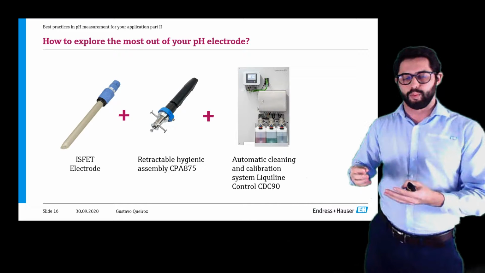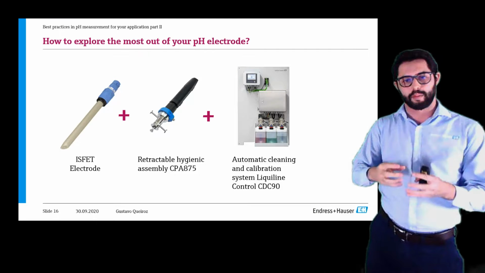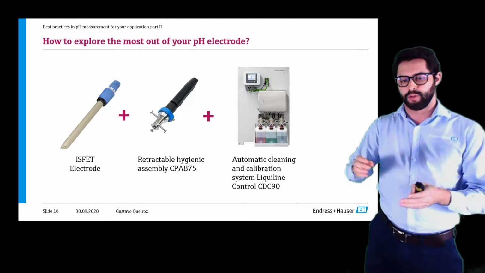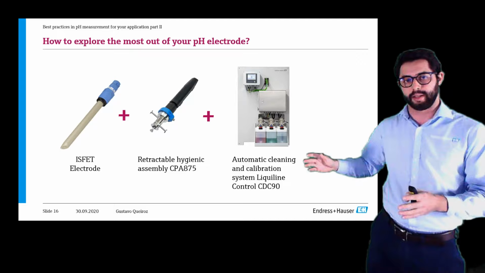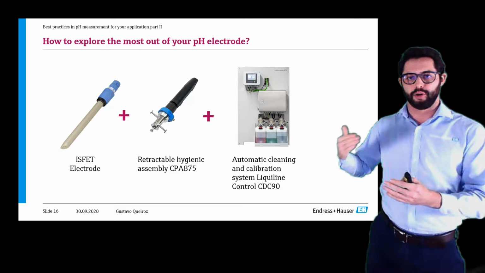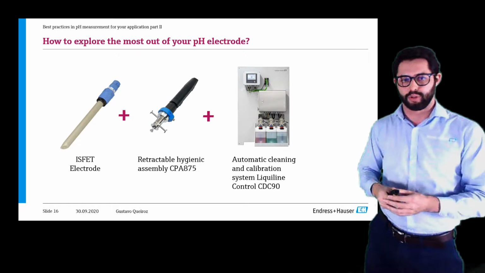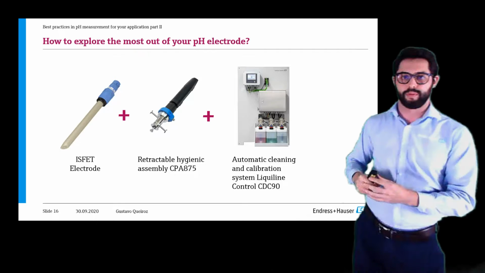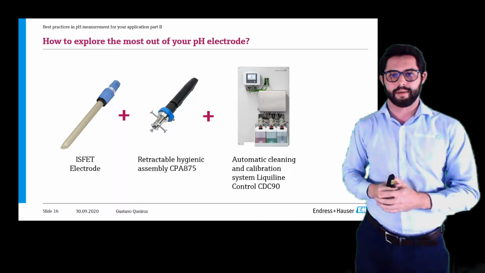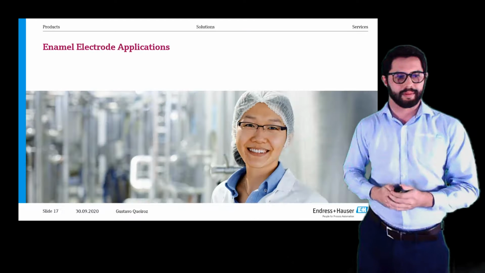And one of the ways, if you need very reliable and accurate measurements, is to rely on an automatic calibration and cleaning system to calibrate your pH electrode as often as you want. This is a really powerful tool if you need a very reliable measurement, okay?